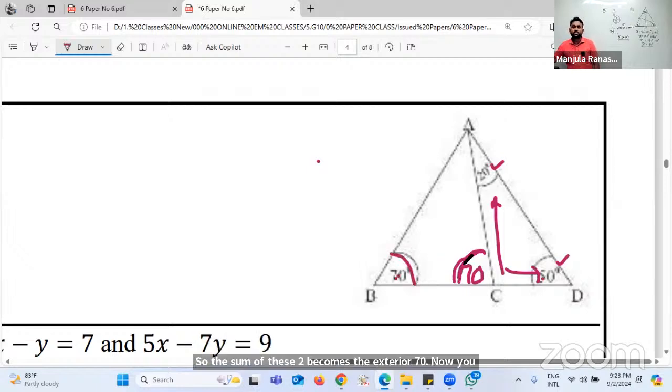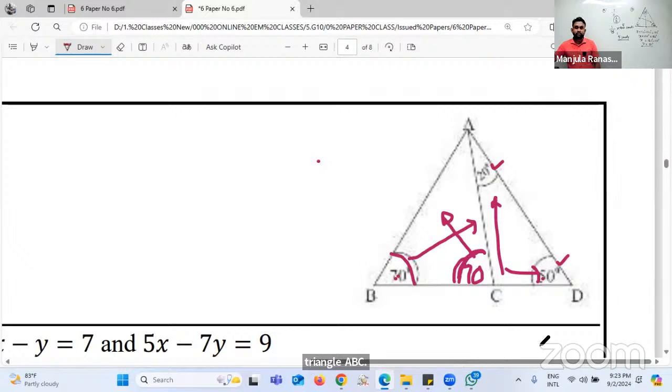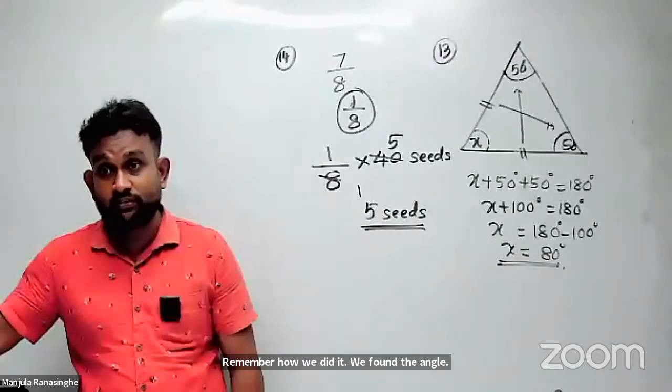Now two angles are equal. So which two sides of this triangle are equal? The sides opposite to those angles. This is opposite to this. So AB equals AC. So what is the triangle? Triangle ABC is the isosceles triangle. Remember how we did it: we found the angles, and two angles equal means it is isosceles.